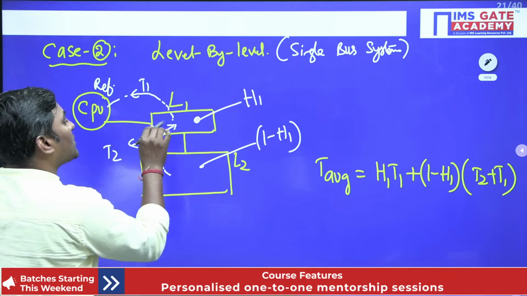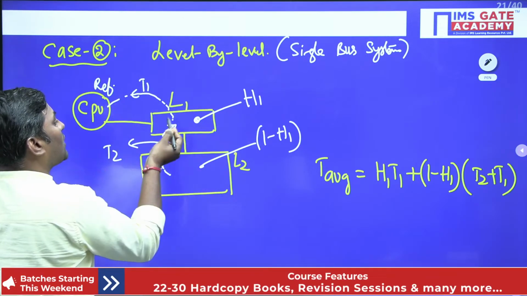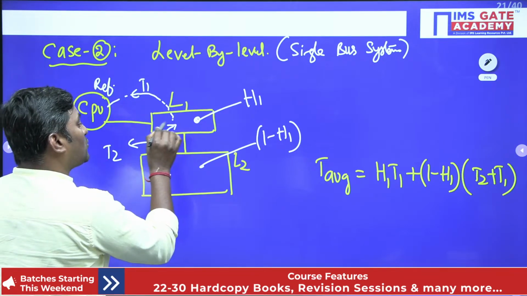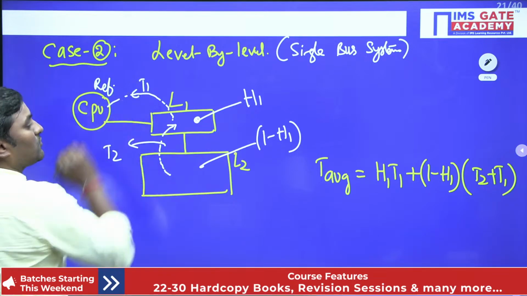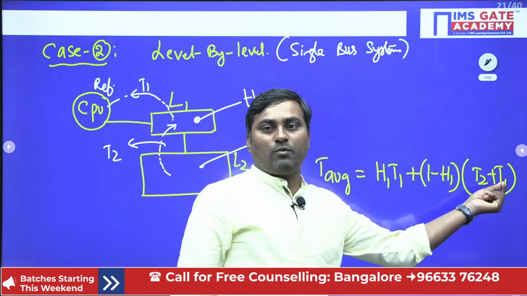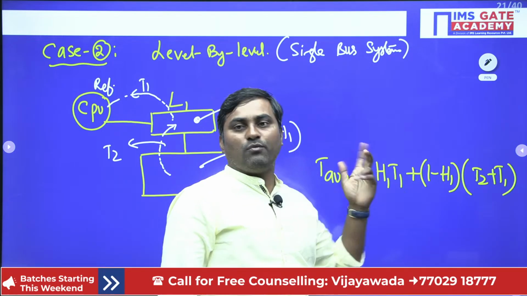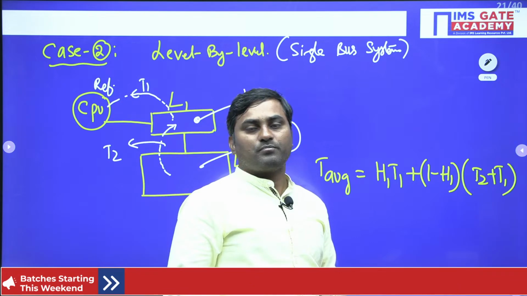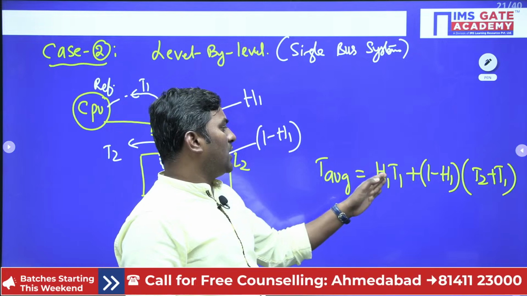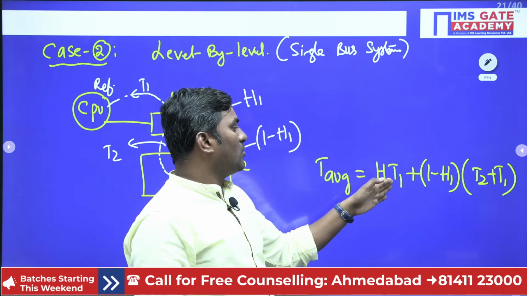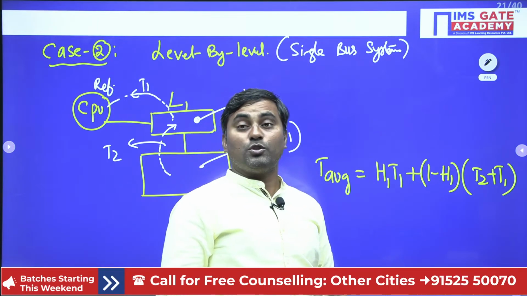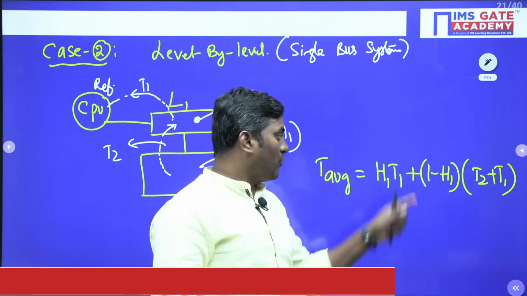Case number 2, I am searching and it is not available, so nothing is transferred. Then I will go to level 2, read and transfer, so the full T2 is required. Then I have to transfer it to the processor, which is T1. So whenever there is a miss in level 1, T2 plus T1 is required. When there is a hit in level 1, only T1 is required. When H1 equals 1, only T1 is required. When H1 equals 0, this part will be 0, and 1 minus H1 is 1, so T2 plus T1 is required. All of you need to understand this clearly.